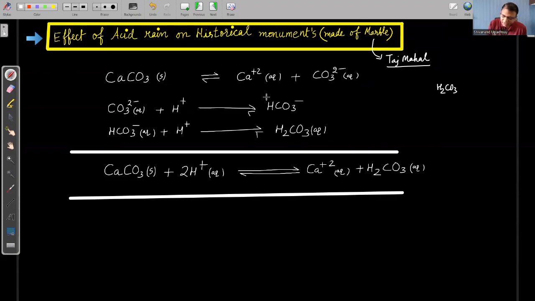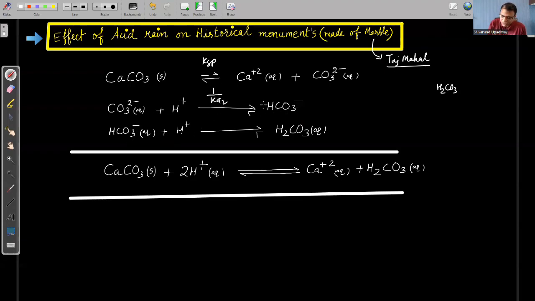We know that if the acid is weak, its conjugate base is strong. So when we are adding H plus, this carbonate ion will accept H plus and form bicarbonate ion. The equilibrium constant of the first reaction is Ksp. For the second reaction, the value of the equilibrium constant is 1 upon Ka2, because when HCO3 minus dissociates, it forms carbonate ion and H plus. It is the reverse of that, so 1 upon Ka2.